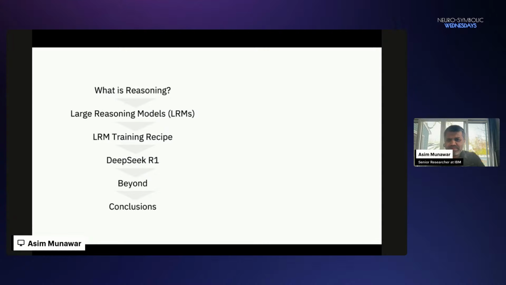So I believe that the definition of reasoning was redefined after large language models came into the picture. And then we went to large reasoning models, which we very commonly use and maybe sometimes unknowingly are using on Gemini, OpenAI, or other platforms. And then I'll talk about DeepSeek R1 and what is beyond.